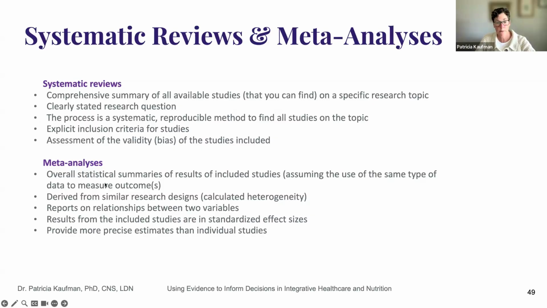Sometimes the heterogeneity of a study, so the differences among the studies that are included, is quite high. That doesn't always mean that if the statistical summary said it was great, you can accept it. You have to look at the different types of studies, because they might not have been comparing apples to apples to be able to say that was a good finding. But it reports on a relationship between two variables. The results from the included studies are in standardized effect size, so that helps.